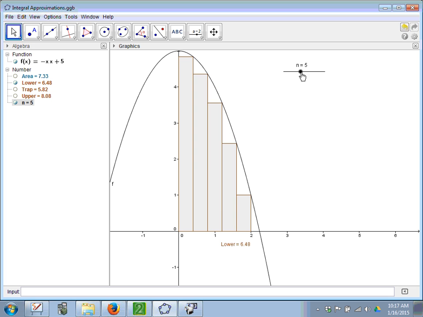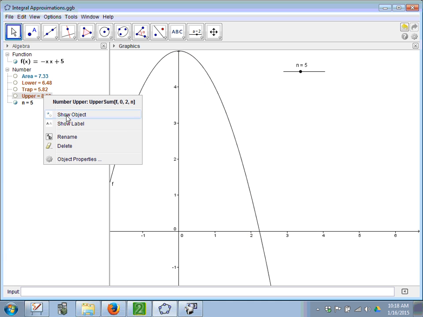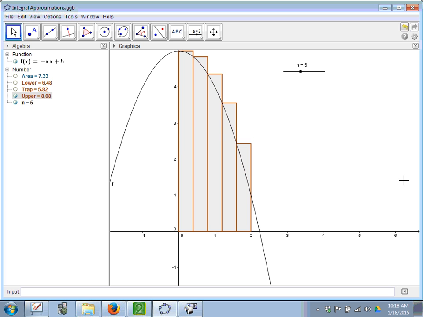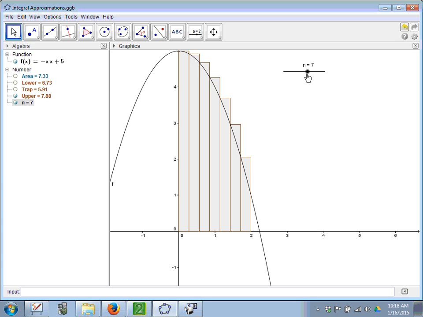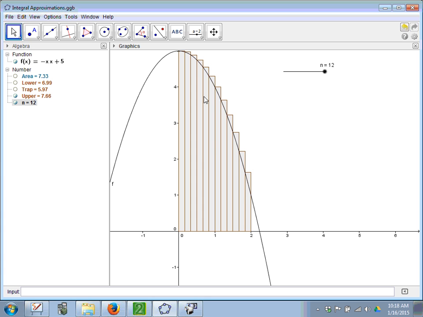Now, answer me this question. Is the area of the rectangles less than or greater than the area of the actual region? Less than. Okay. What about if we do it this way? What if we do rectangles in this way? It's greater. But isn't it still pretty close? Yeah. And as n approaches infinity, isn't the area of those larger rectangles going to better approximate the area of the region? Yeah.